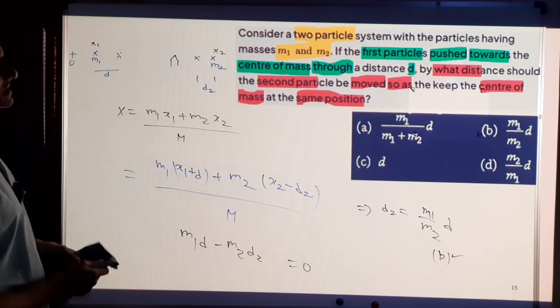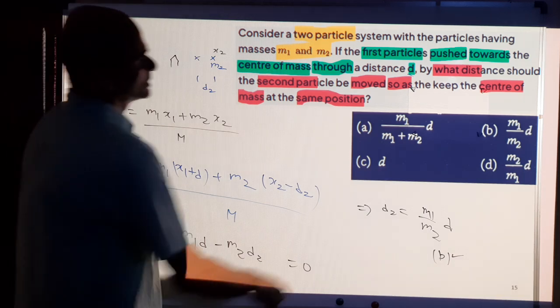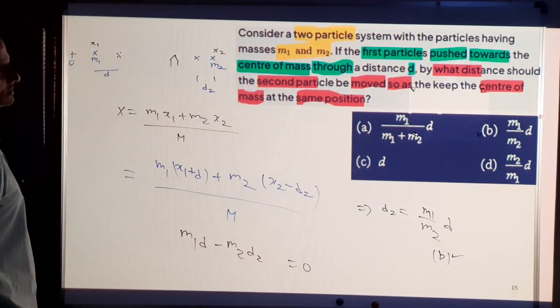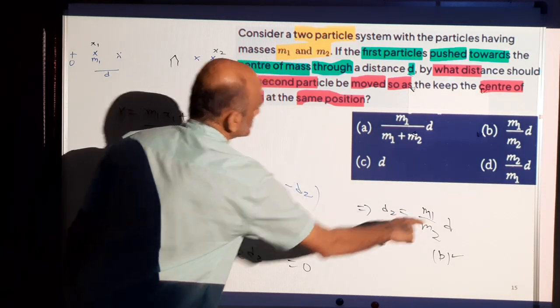Suppose you consider a special case where m1 and m2 are the same. Obviously if this is moved by d, this also should move by d. So if m1 equals m2, then d2 is the same as d.